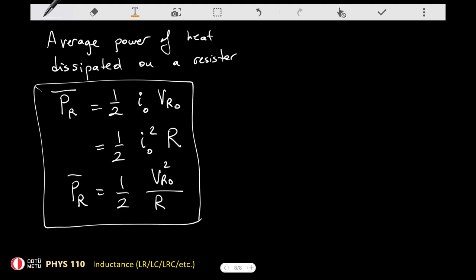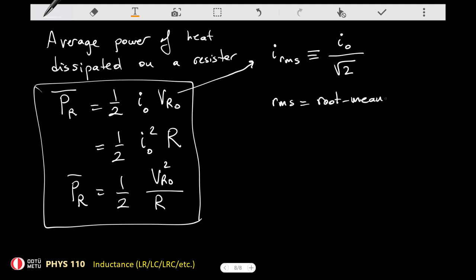Unfortunately, people get confused by this 1/2, so as a result, they have a definition of the amplitudes. Instead of amplitudes, they use something called an RMS value. The RMS current is basically defined as the amplitude of the current divided by the square root of 2. RMS means root mean square, and you have to understand it in the mathematician sense.